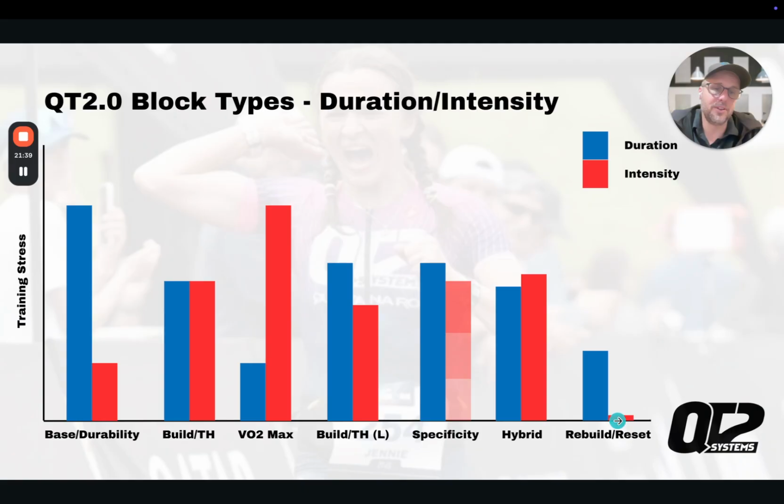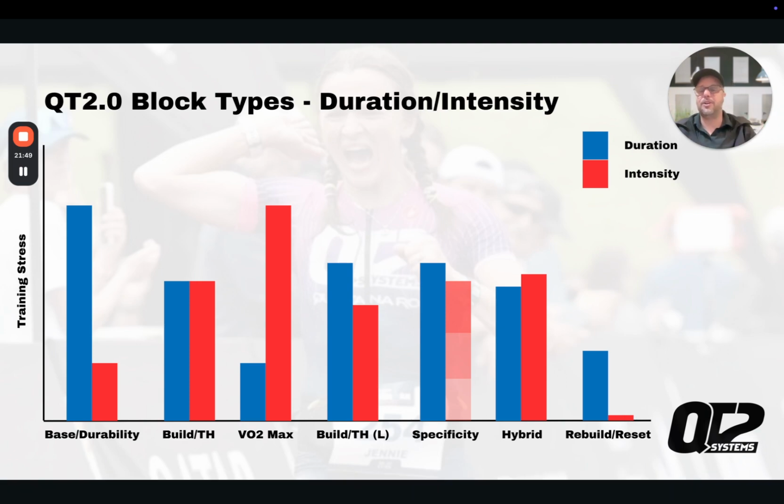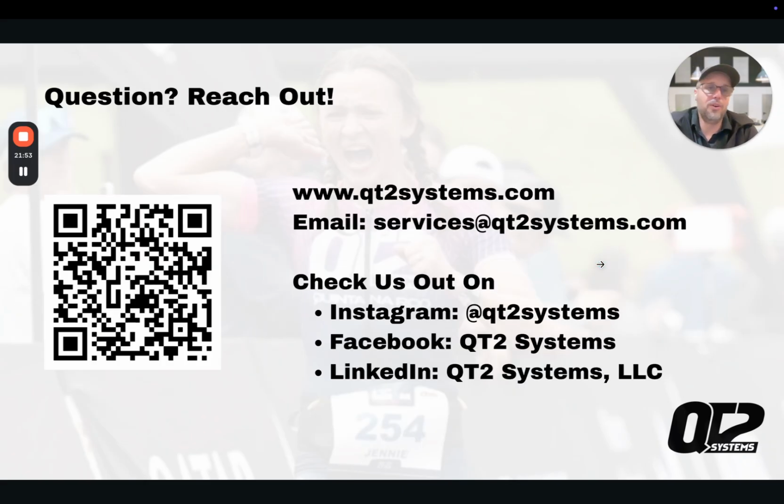Then, of course, during a rebuild reset, pretty much everything is low. Duration is low, and training intensity is low. Training stress generally is low because again, we are trying to absorb all of the training that we have done. So that is part one of our QT 2.0 block periodization model, the different block types.